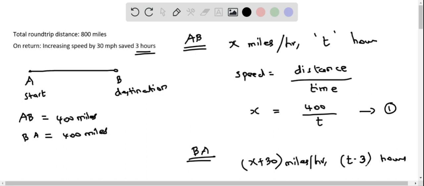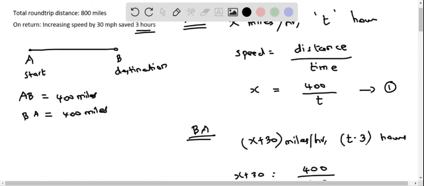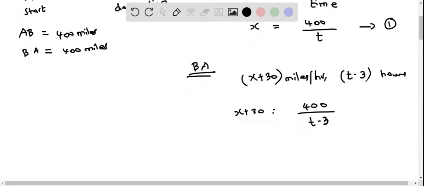Now using this information, let's plug it into the speed, distance and time relation. So X plus 30, I plug in X plus 30 for speed. The distance is exactly the same, that is 400, divided by T minus 3. Now I can use these two equations and I have to solve for X.